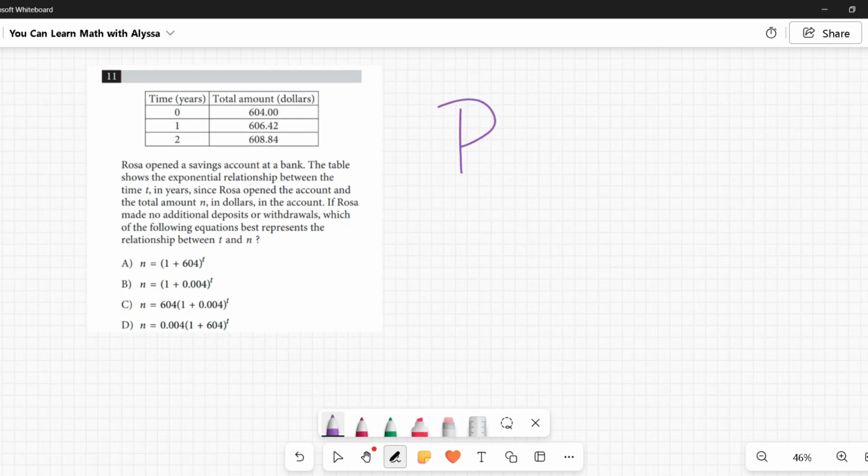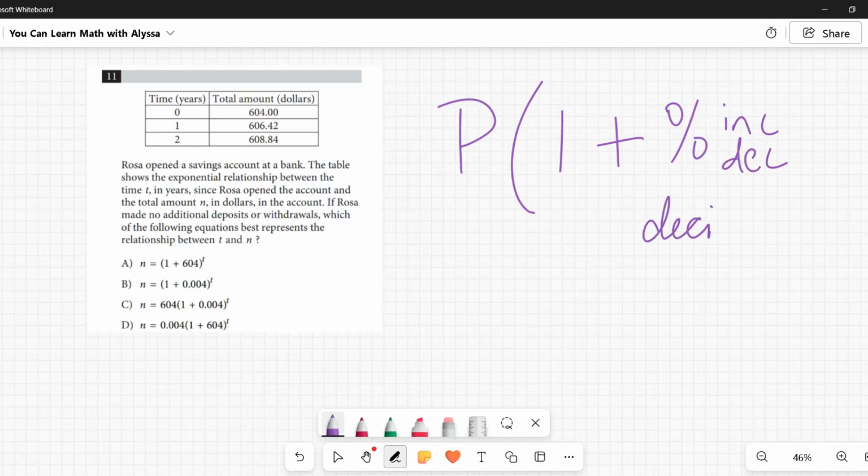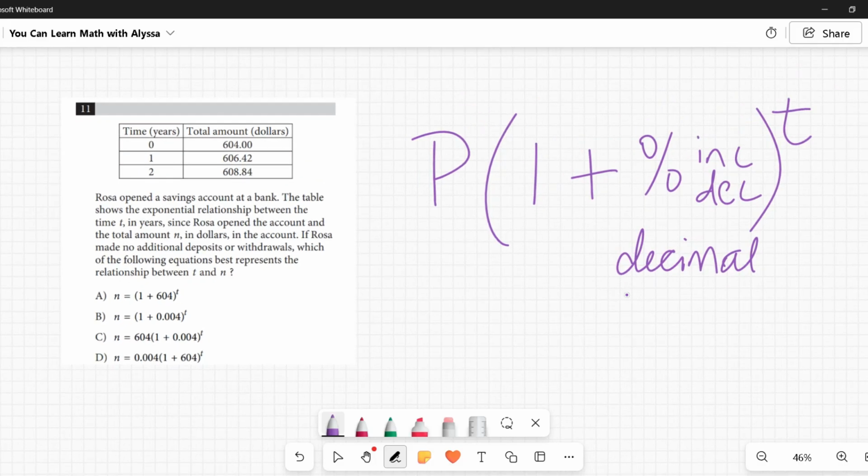And it's going to be your principal or your starting number, your starting population, times 1 plus, and then it's going to be the percent increase or decrease, whatever that is. And usually write this as a decimal. Keep things nice and easy. And it's going to be to the power of time, the time intervals you're using.